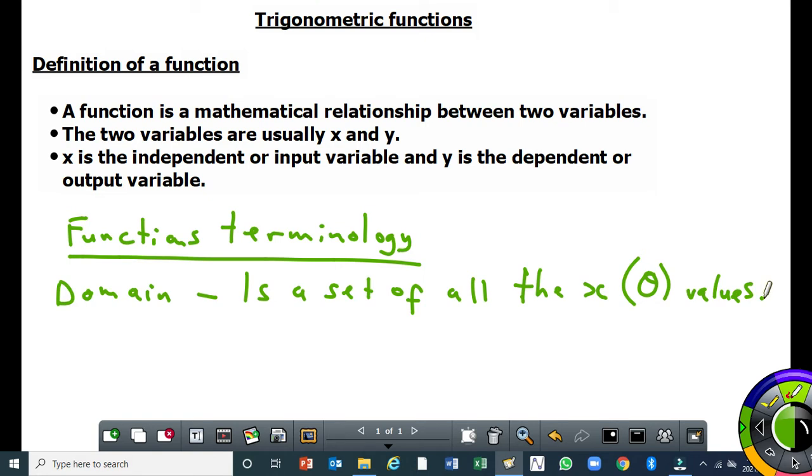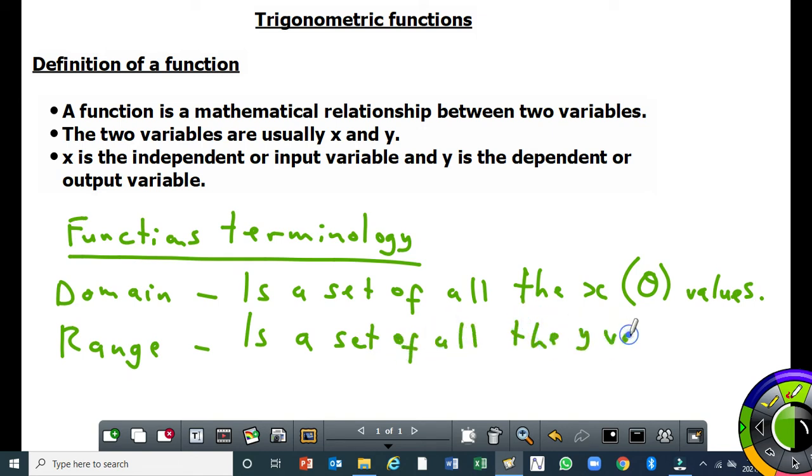Then we have what's called the range. It is a set of all the y values. So your range is the set of all the y values. Please note the range has many definitions. In statistics, it's maximum minus minimum, but that's a definition in statistics. When you're dealing with functions, it's the set of all the y values.